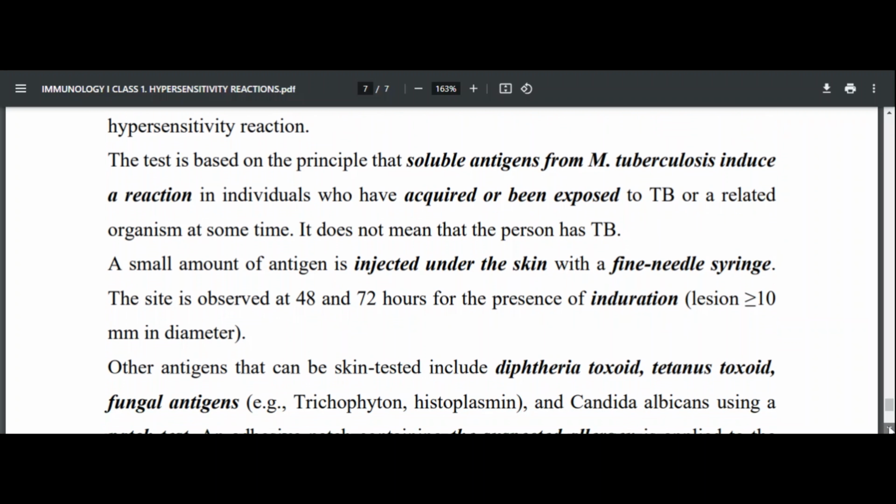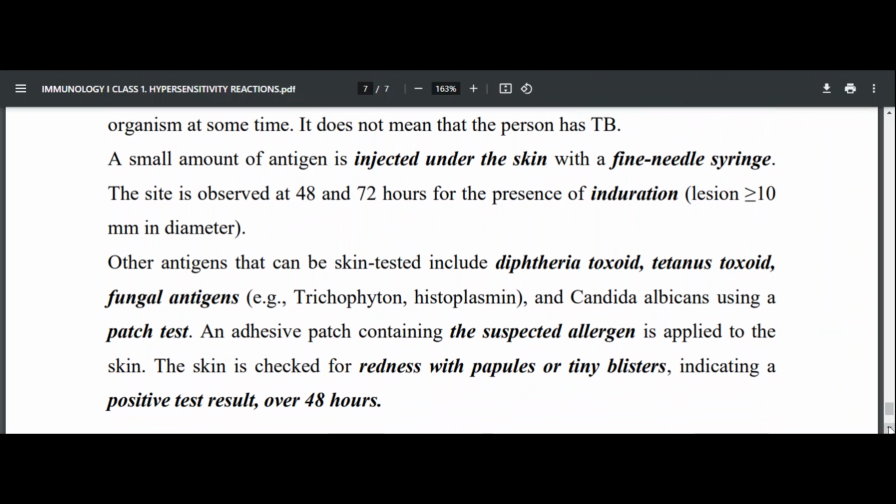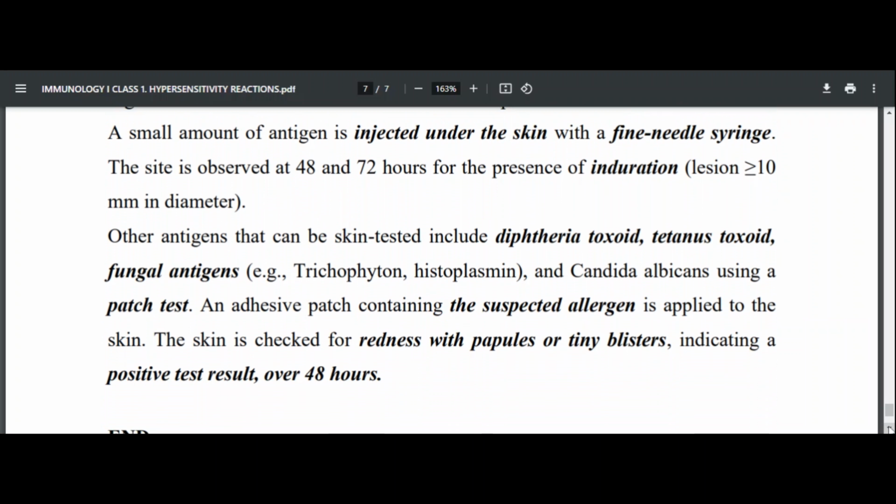Other antigens that can be skin tested, of course, include diphtheroid toxoid, tetanus toxoid, fungal antigens, for example trichophyton, histoplasmin, as well as candida, which uses a patch test. You remember a patch test is just a skin test. So this is what happens. For a patch test for candida, it is the same test that we use.